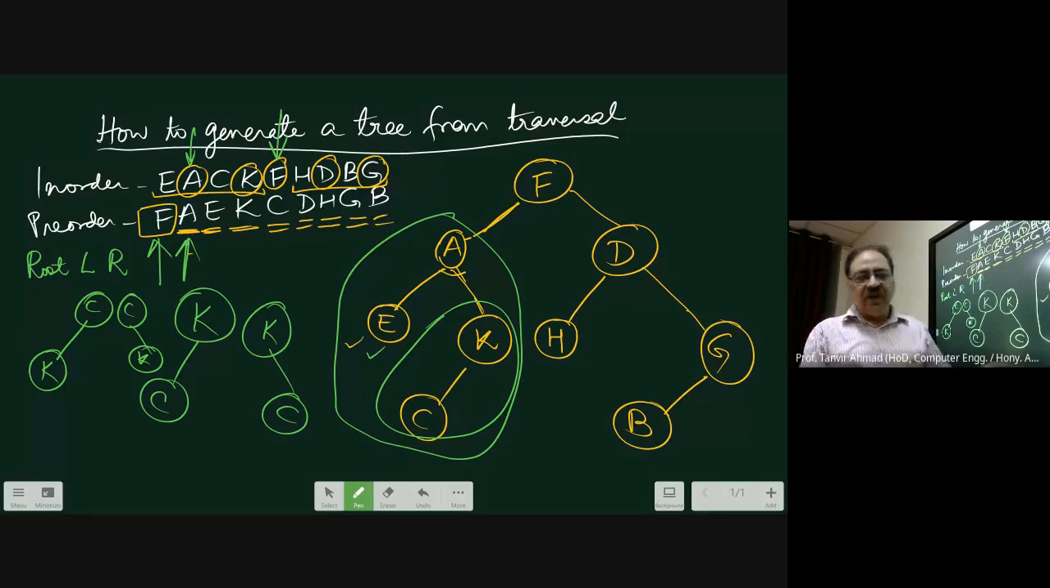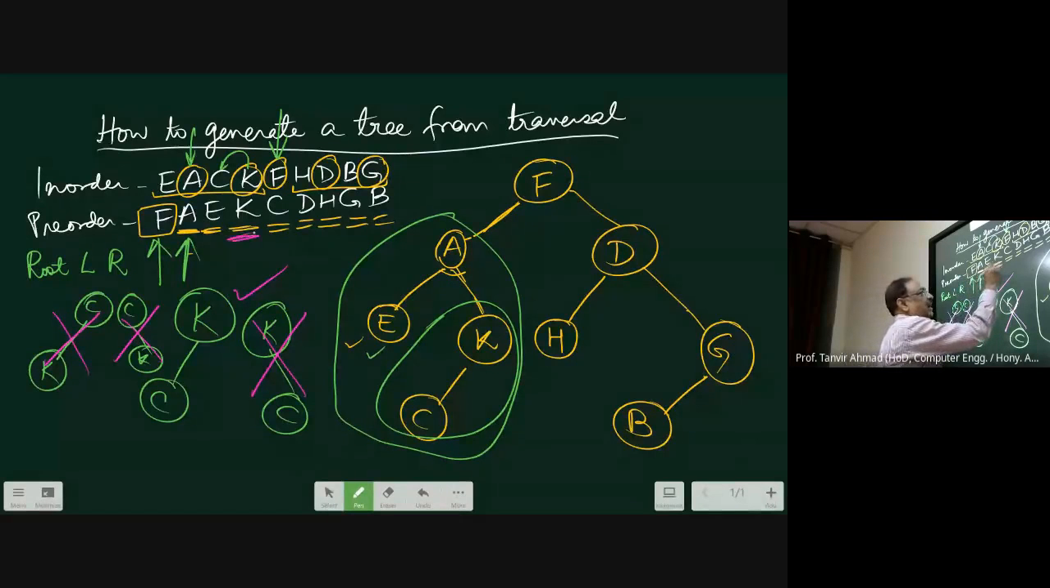Now for that you have to check the in-order. In-order में देखो कि what you are finding is that C is in the left of K. C is in the left of K. इसके मतलब ये हुआ कि ये गलत है, ये गलत है, ये गलत है, यही सही है. अब ये कैसे सही है? बिकॉज K पहले आ रहा है C से, it means that K is the root and C is either the left or the right.